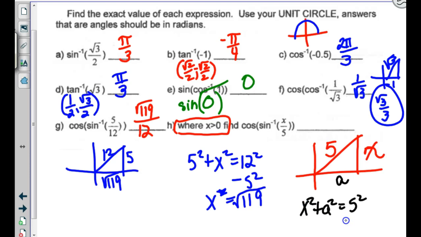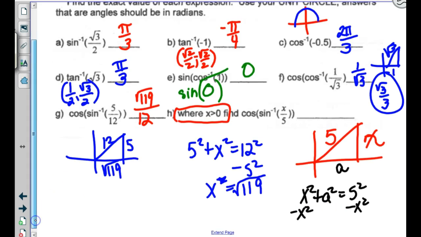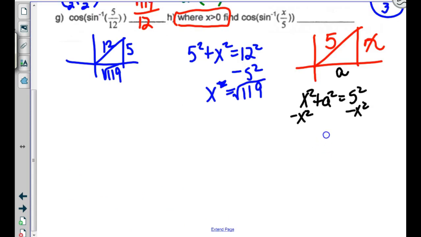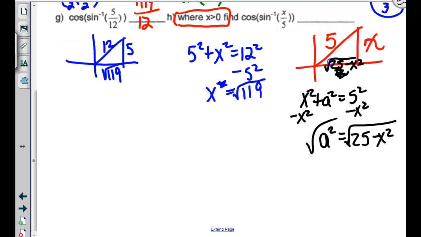Okay, and we need to get a by itself, so we're going to subtract x squared. And what's 5 squared? We should simplify that. So we have a squared equals 25 minus x squared, and we cannot simplify. So this is the square root of 25 minus x squared. Yes.